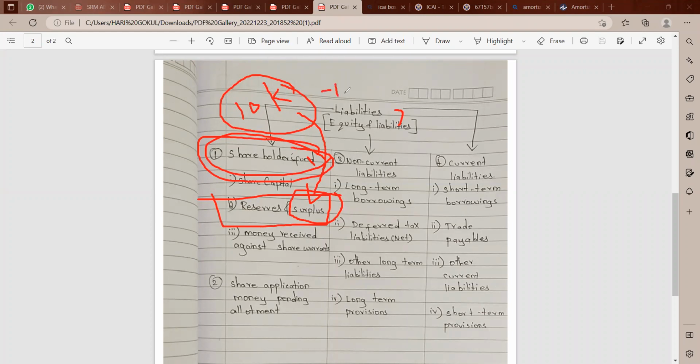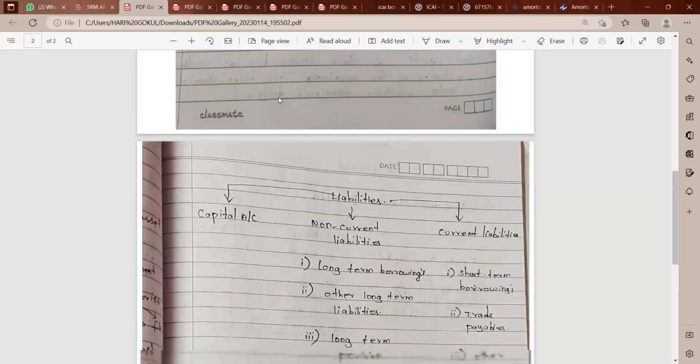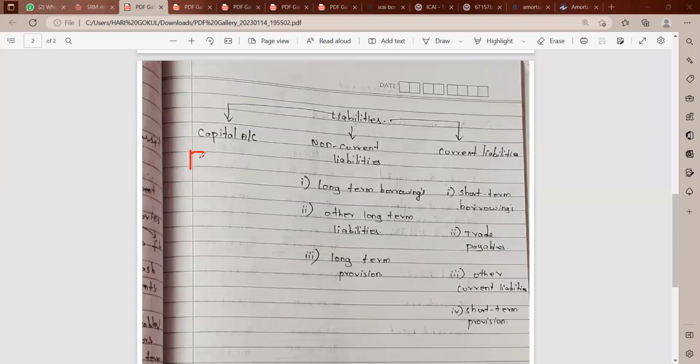What if it became a 10,000 rupees loss? Then the 1 lakh minus 10,000 will become the owner's fund. 90,000 will belong to the owner. So if there is profit, the owner's fund will become 1 lakh 10,000. If it is loss, it will become 90,000. That means profit or loss will be adjusted with the capital.